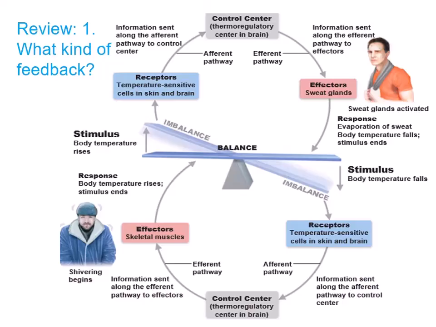So in this example, we have our homeostasis or balanced state here of normal body temperature. This person is cold, so receptors in their skin and their brain are temperature sensitive, and they're like, oh my gosh, it's cold. So they send that information along the afferent pathway to the control center in the brain. The control center in your brain is like, oh, we're cold, we better do something about it. So they send that message along the efferent pathway.